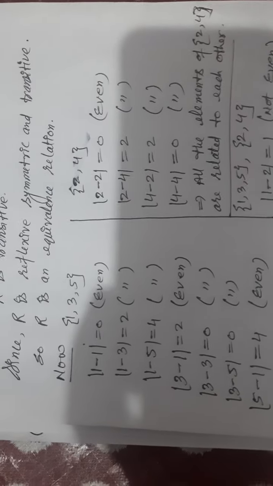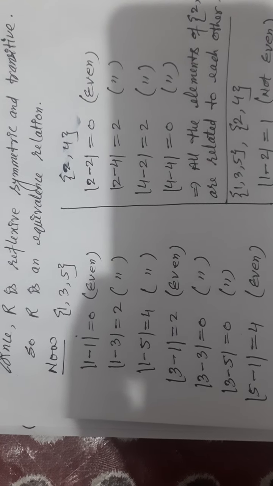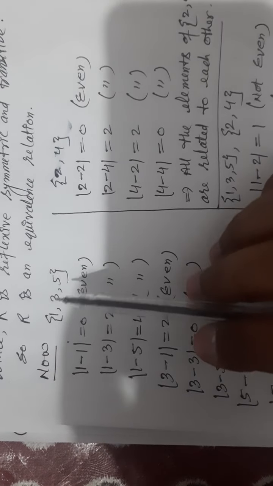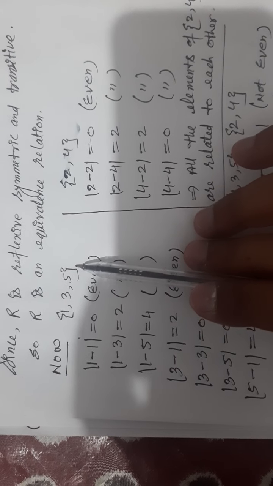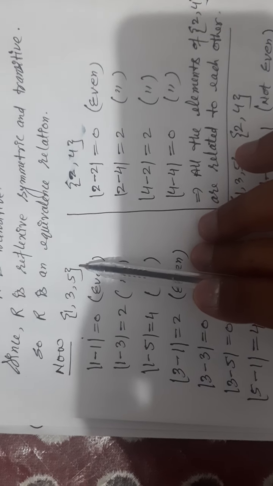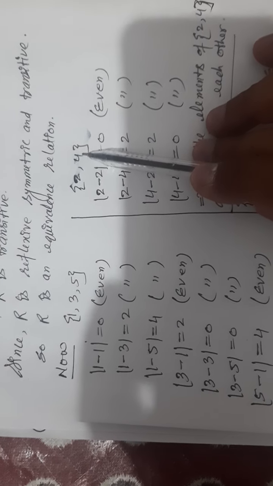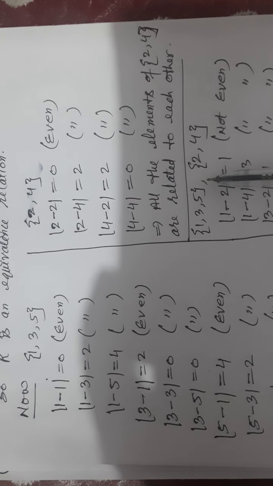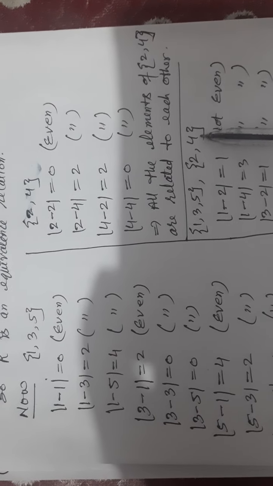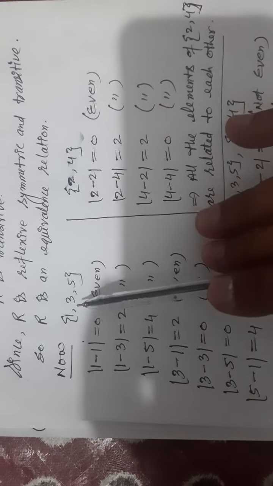Okay. Now one point is also added to this question. We have to show that all elements of the set {1, 3, 5} are related to each other, and all the elements of {2, 4} are related to each other, but no element of {1, 3, 5} is related to any element of {2, 4}. So how are the elements of {1, 3, 5} related to each other? Firstly, we'll check this.